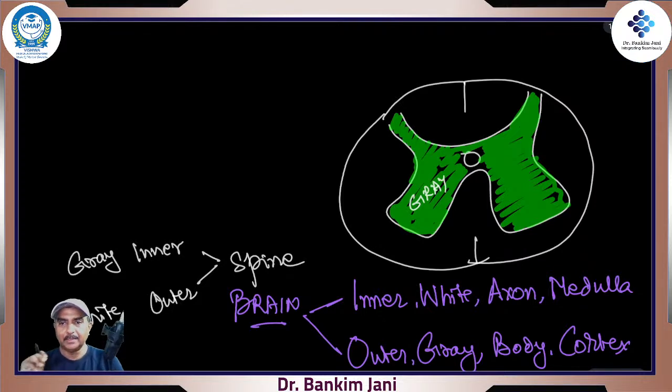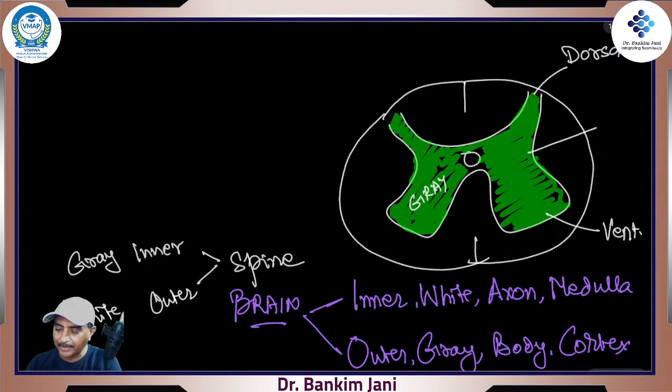In gray matter, there are three columns: one ventral, dorsal, and then there is lateral. These are also called the horns. So dorsal horn, ventral horn, and the lateral horn, or the lateral column. These are also called columns because basically they are columns.